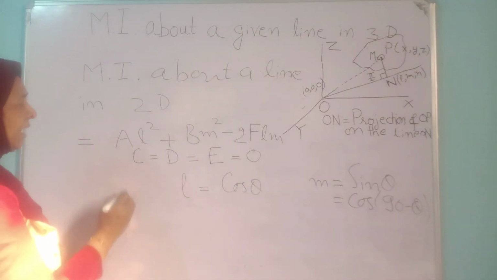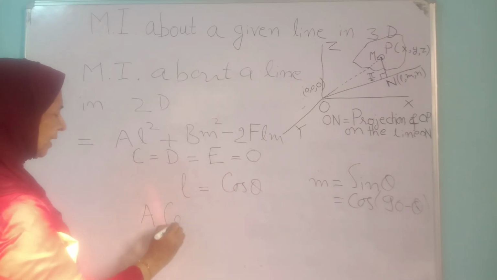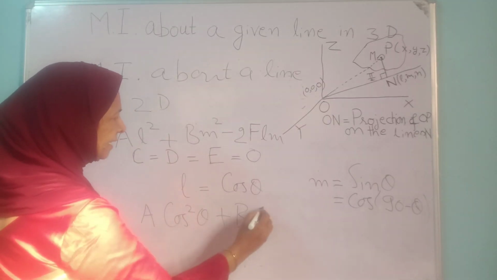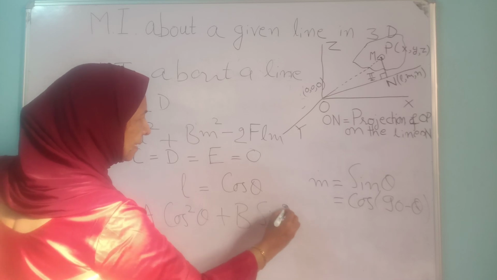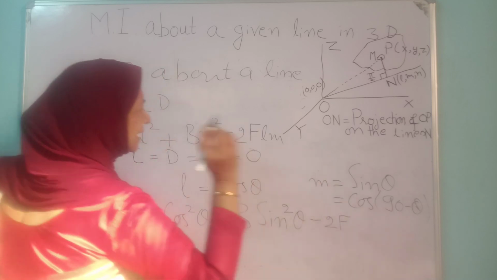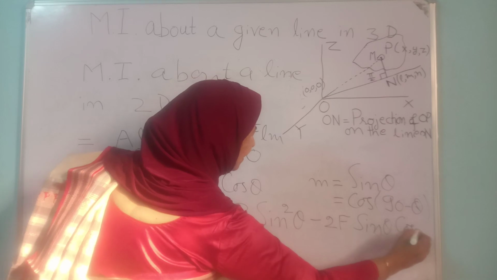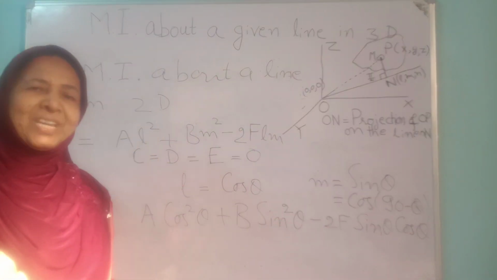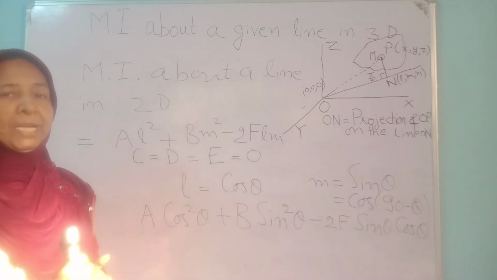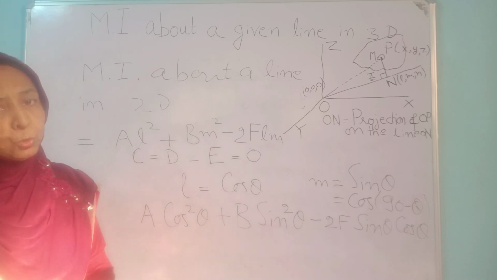So moment of inertia will be A cos square theta plus B sin square theta minus 2F sin theta cos theta. That's all for today. So we found the moments and products of inertia about a given line in 3D, about a given line in 2D.